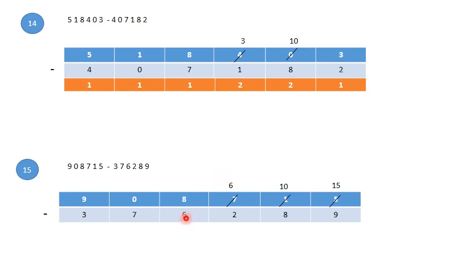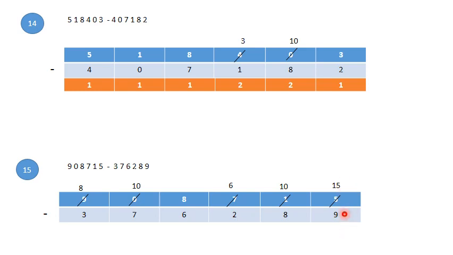8 minus 6 can we do? Yes, you can do 8 minus 6. Come to the next one. 0 minus 7, again we cannot subtract with 0, so we'll borrow from here. So the 0 will become 10 and this 9 will become 1 less, which is 8. And now start doing subtraction one by one.